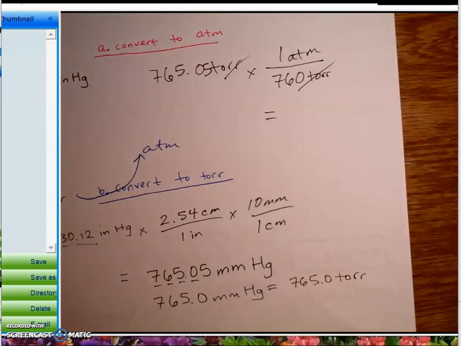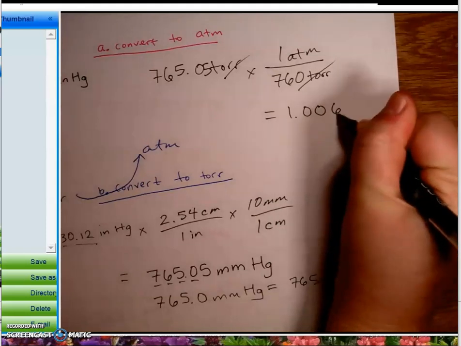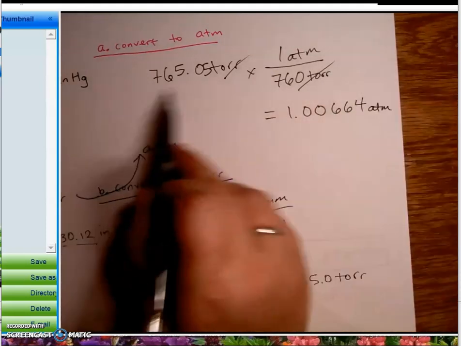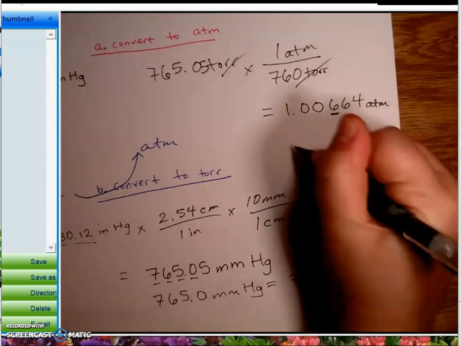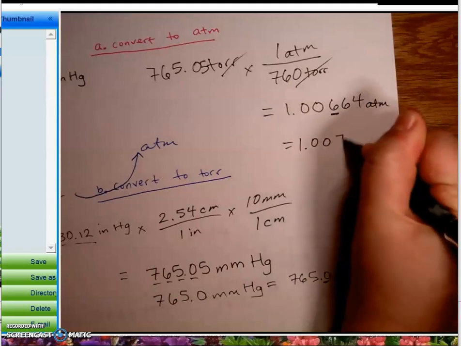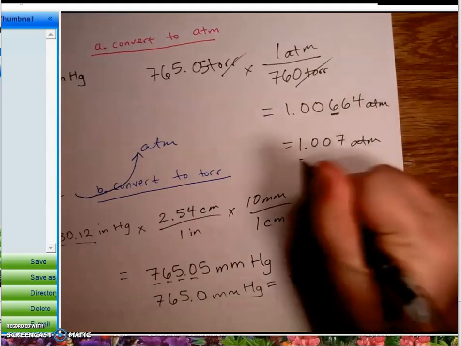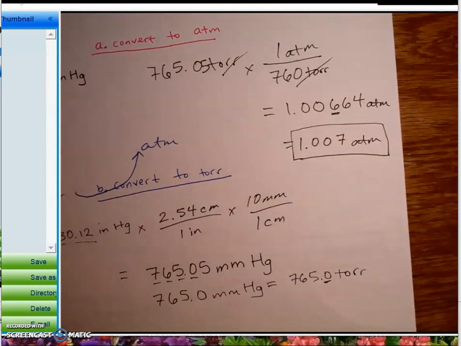So we multiply by 1 atmosphere over 760 torr, and we get a little bit over 1 atmosphere. So it was a little bit of a high pressure day. I think I recorded this on Tuesday, so that was the pressure on Tuesday. Then we get 4 significant digits, so the 6 will round up to 1.007 atmospheres.